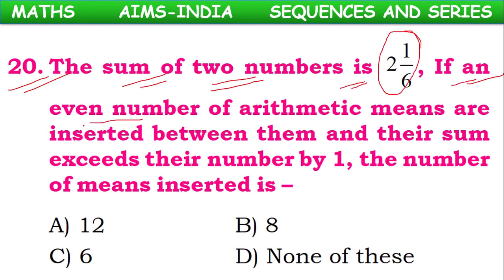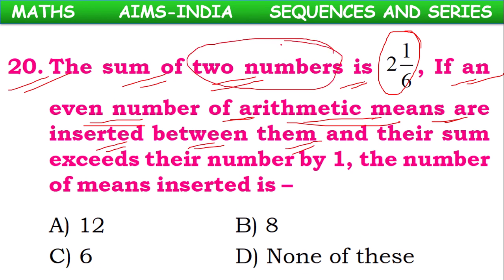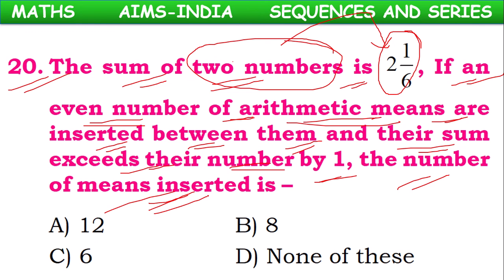If an even number of arithmetic means are inserted between the two numbers whose sum is 2 1 by 6, and the arithmetic means' sum exceeds their number by 1, the number of means inserted is how many? How many means we have inserted, that we have to find.